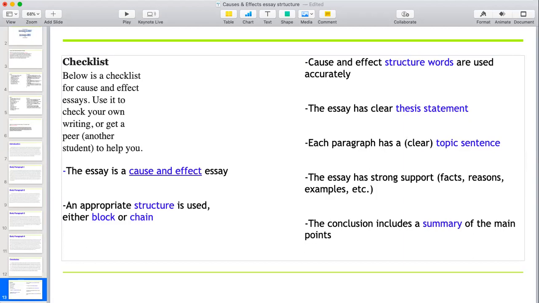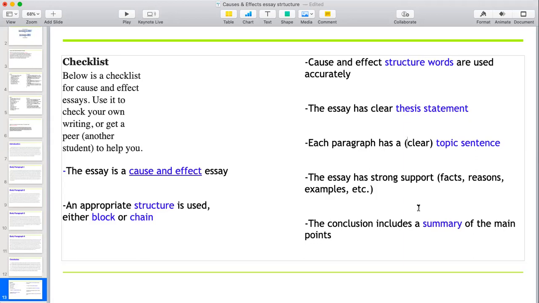The essay has strong support, facts, reasons, examples. Yes. She made an effort, yes, but the effort did not continue. I think she got tired. So after writing the introduction and the first two causes, maybe she got tired. So the effects and the conclusion were not as good. So in some places she had strong support, but in other places the support was not strong at all.